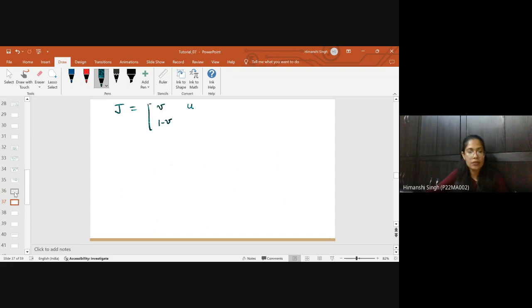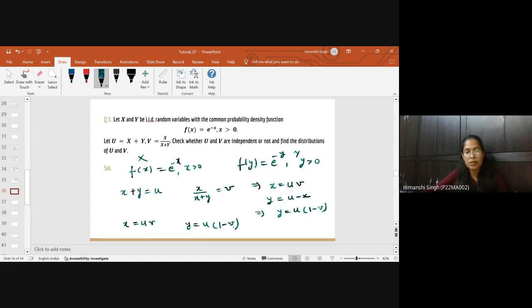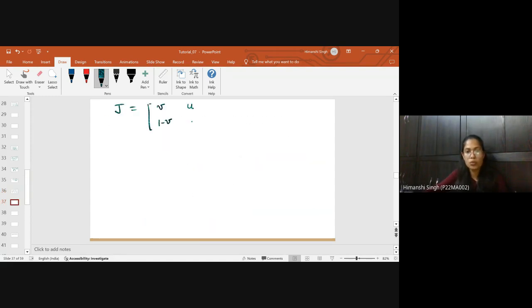And the derivative of this with respect to v will be minus u. If I find the determinant, it is minus uv minus u into 1, that is u minus uv. So that is minus uv minus u plus uv. So this equals minus u. So the mod of J will be u here.